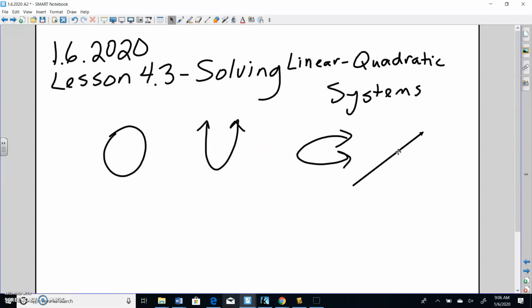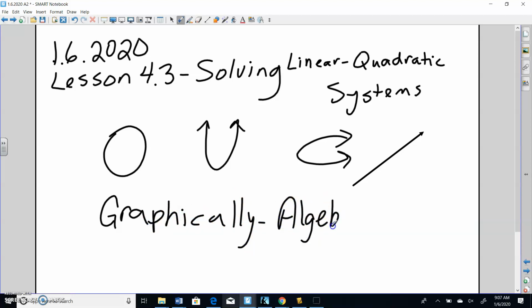What we're going to look at, there's 2 ways to determine what the solution is for linear and quadratic systems. We can do it graphically, or we can do it algebraically. Today we're going to work on the algebraic method to solving linear and quadratic systems. We're going to do the algebra, then we'll go back and look at the graphs and see how that works.